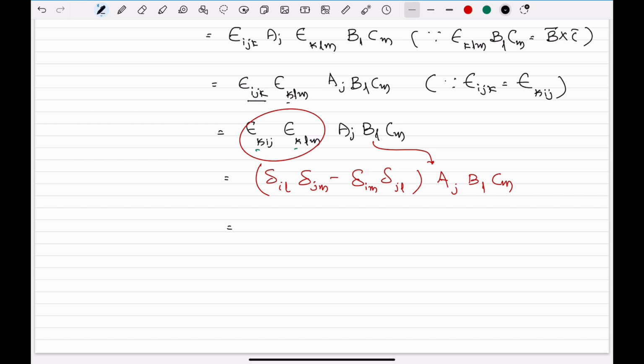Now, what is the meaning of delta il, delta jm minus delta im, delta jl? What is the meaning of it?